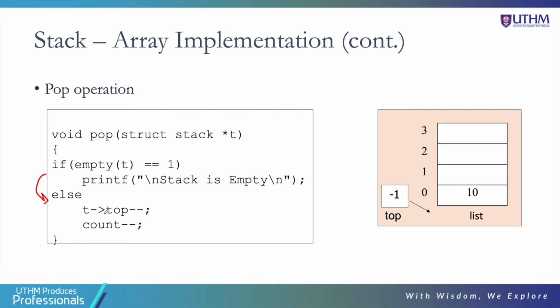T top minus minus. Let's say we want to remove 10. Currently the top is pointing to 0. So when we do the top decrement, it will decrement to the next value, which is -1. So now the current top is pointing to -1, meaning that the stack is empty.